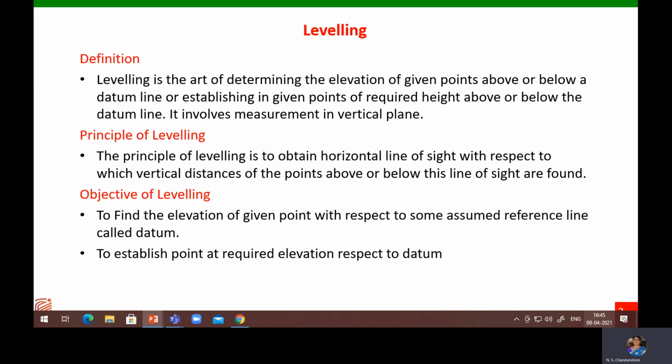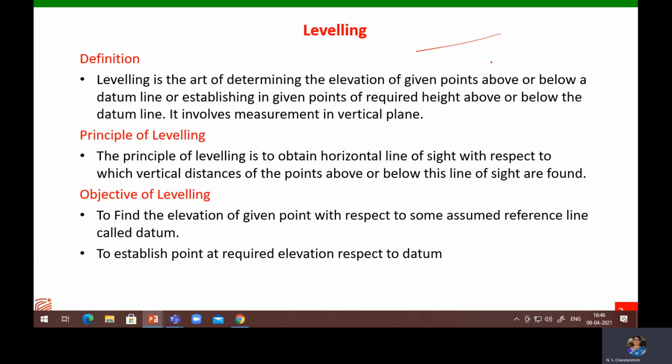So before understanding the leveling instrument, we will just see the definition, principles and objectives of leveling. By the definition, leveling is the art of determining the elevation of the given points. The points can be above, below, or on the ground, and the elevation, or the height, or the vertical distance from a datum is measured here.